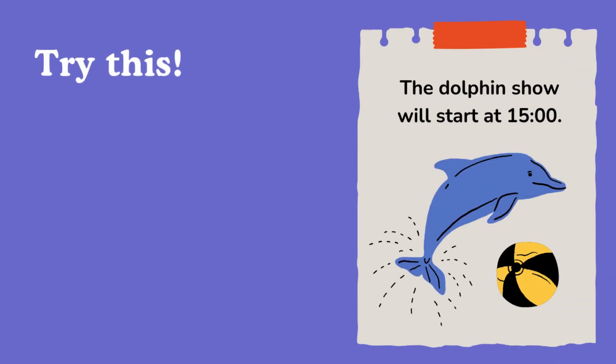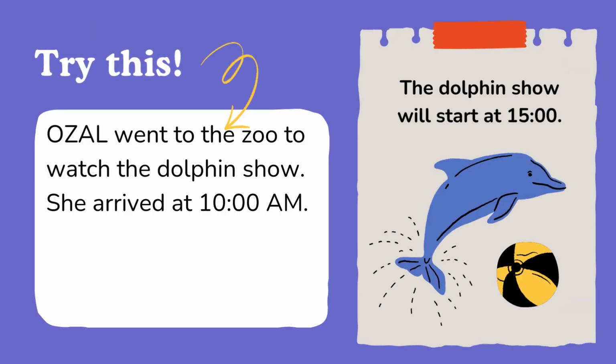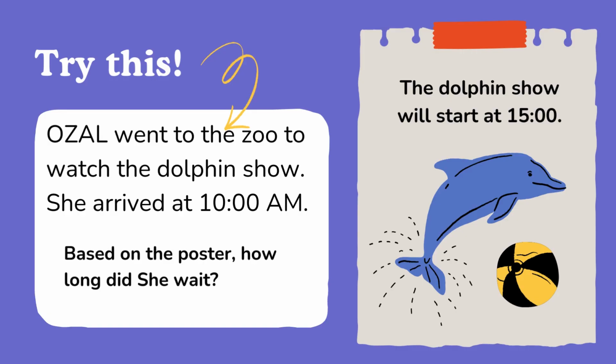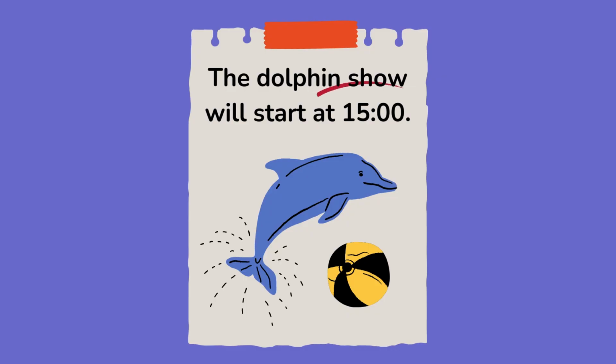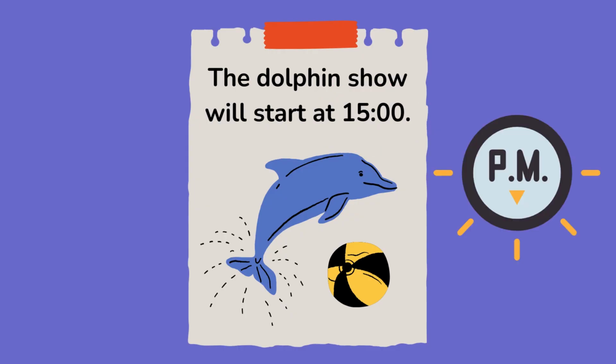Look at this poster. Ozel went to the zoo to watch the dolphin show. She arrived at 10 a.m. Based on this poster, how long did she wait for the show? In this poster, it's written that the show will start at 15. Since the time 15 is greater than 12, it means that the dolphin show is in the afternoon.